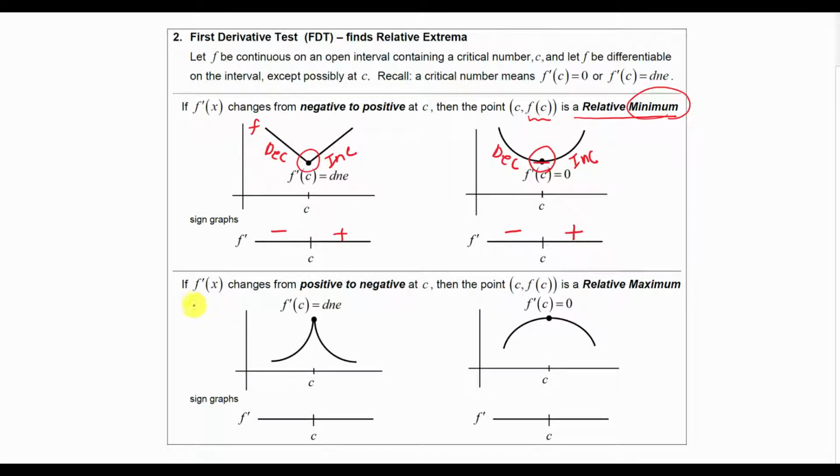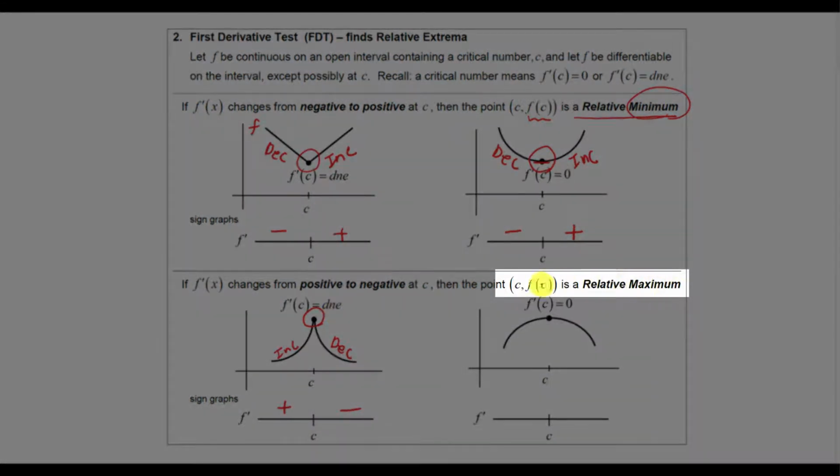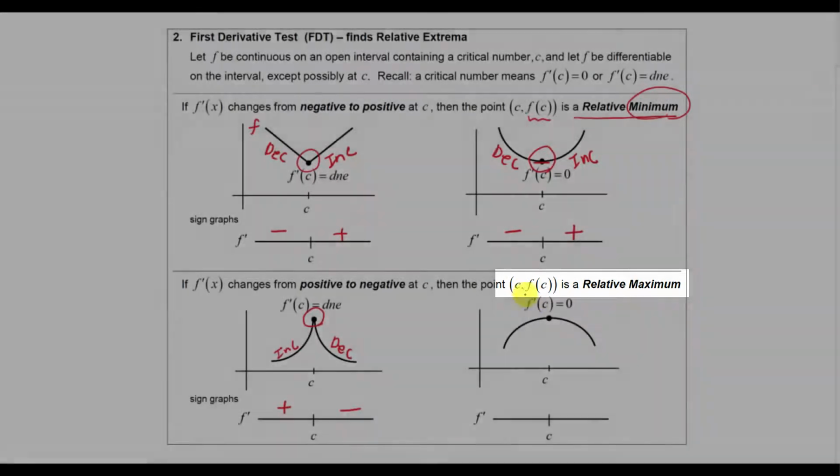Similarly, let's say your f prime sign changes from positive to negative. Then your original graph will be increasing and then decreasing after the point c. Therefore, at c, you're going to have a hill there. So you're going to have a relative maximum at c with relative maximum value f of c.